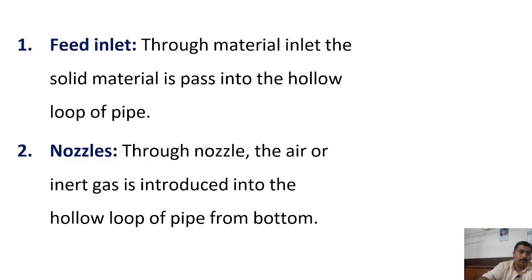Feed inlet we have already covered. It is generally used to introduce solid material into the mill. Next come to the nozzle, the second part. Where are nozzles present? Nozzles are present at the bottom. Through the nozzle, the air or inert gas is introduced, which is also known as the air inlet. So it is present at the bottom of the mill.